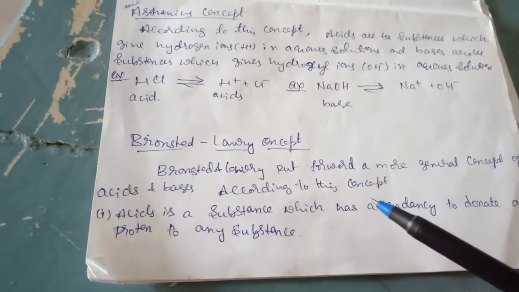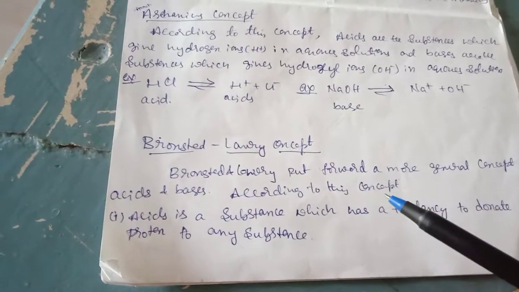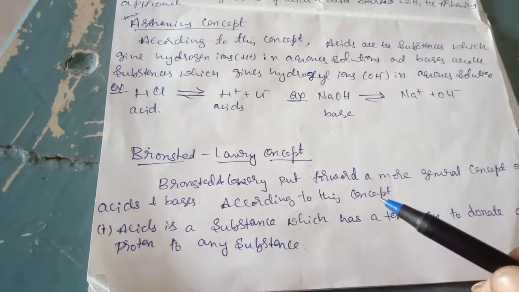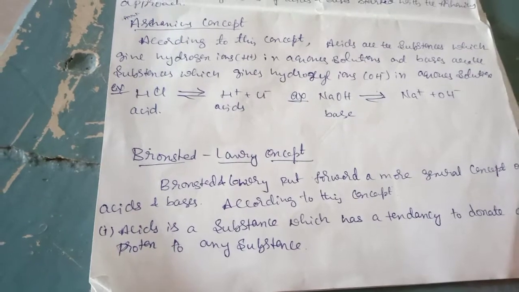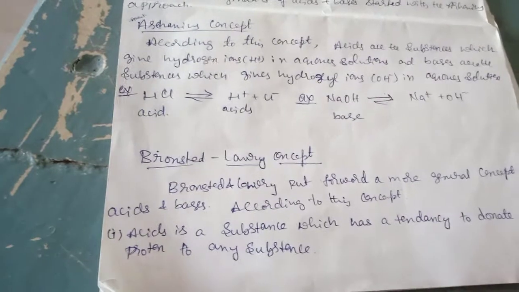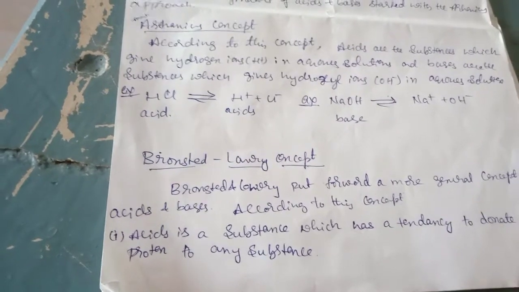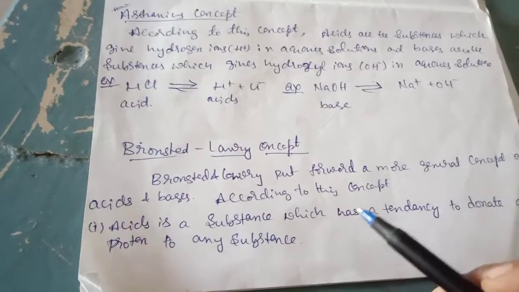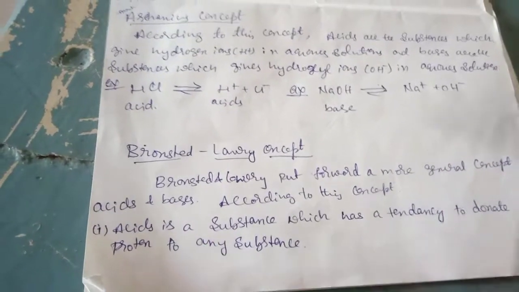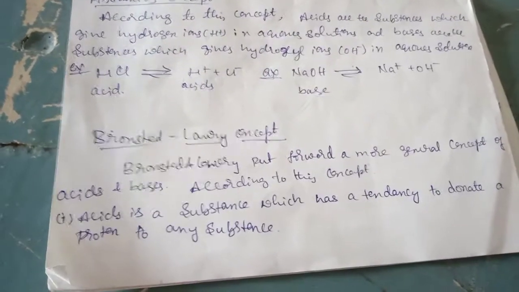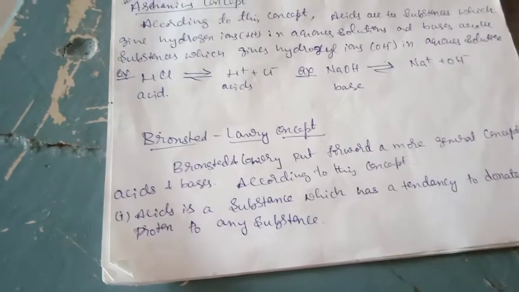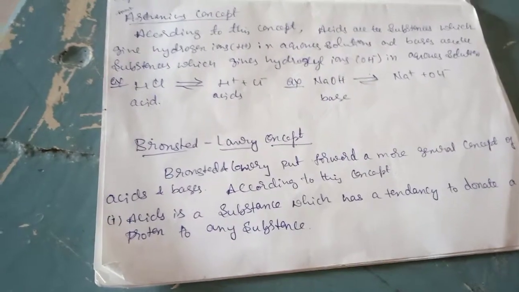Note down these points, they are very important for your final exams and your IA also. After the class, I will provide notes in your group. Otherwise, when you get free time, come and communicate with me directly and I will provide your notes. According to the Bronsted-Lowry concept, an acid is a substance which has tendency to donate a proton to any substance. Tendency means to donate.